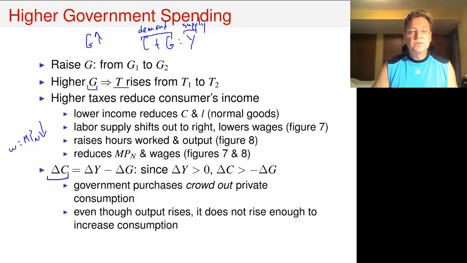Now, what happens to private consumption? Well, the effect on private consumption is going to depend on how much output rises, remember, this baby's going up, relative to the increase in government spending. And it's going to turn out that in this model, it's always the case that output will not rise by as much as government spending. And therefore, higher government purchases are always going to do what's called crowding out. Will always crowd out private consumption.